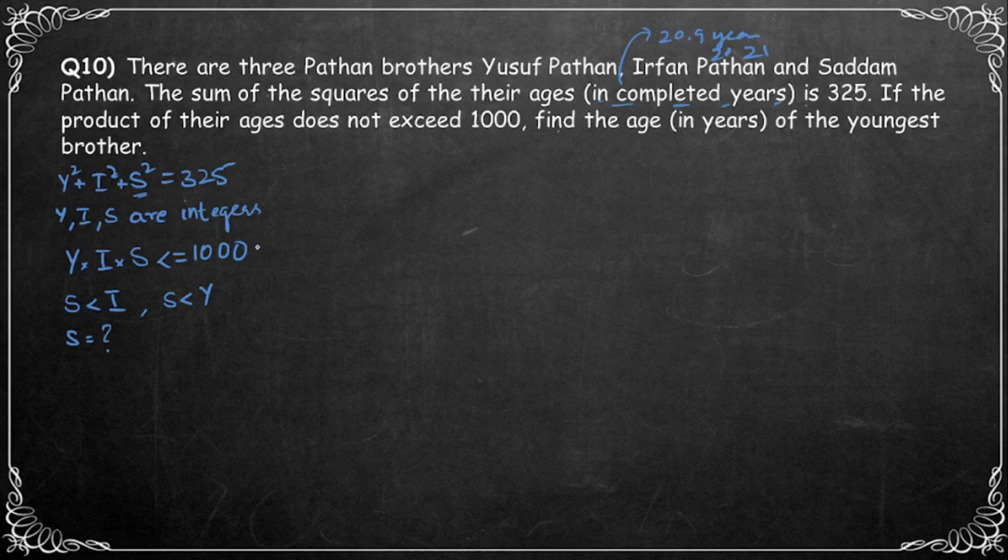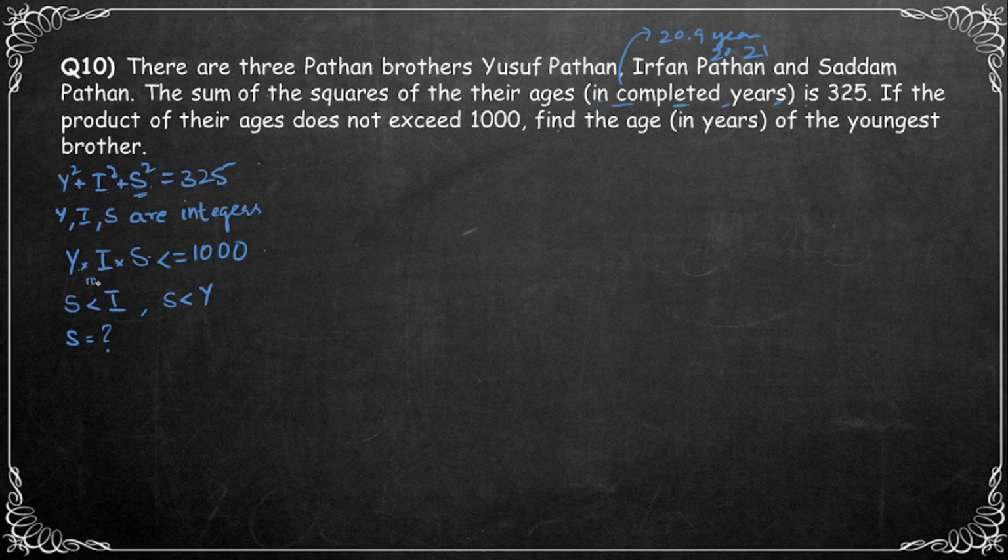Now there are two equations, this and this, and there are three variables. That means we may not be able to solve them mathematically. So we need to go for some sort of trial and error in order to find the value. So it is like this. If we consider this equation, we have three values. When multiplied, they should give us 1000.